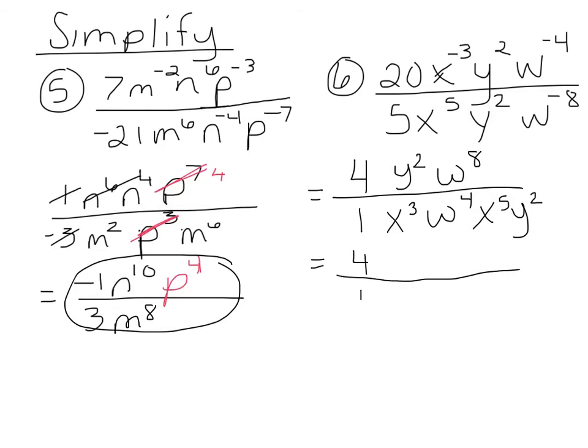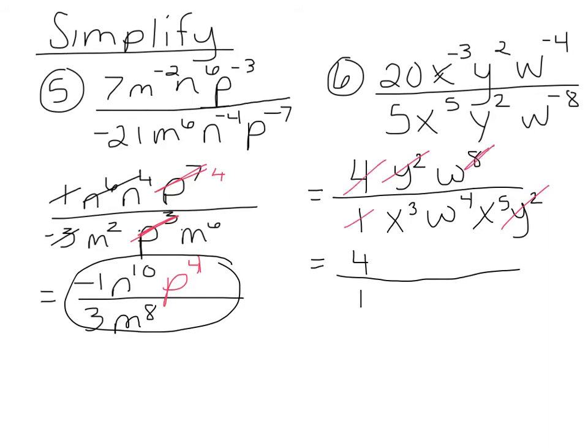4 over 1 still. Okay, you can look at the y's first. So there are 2 y's on top and 2 y's on the bottom. So those actually go away completely. So you don't need to even worry about those. Your w's can go next. So we're done with the 4 and the 1 as well.